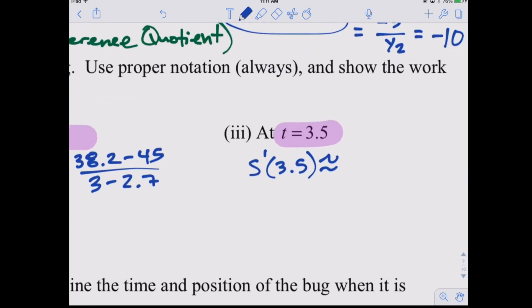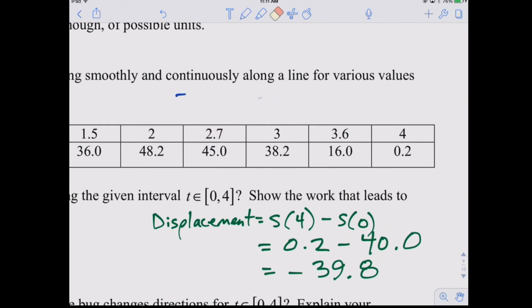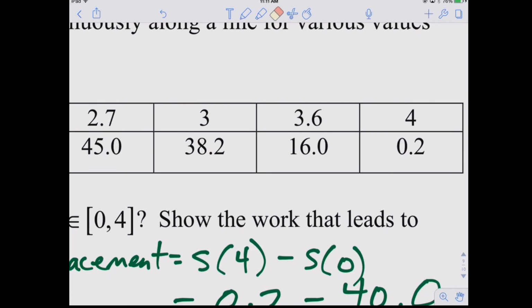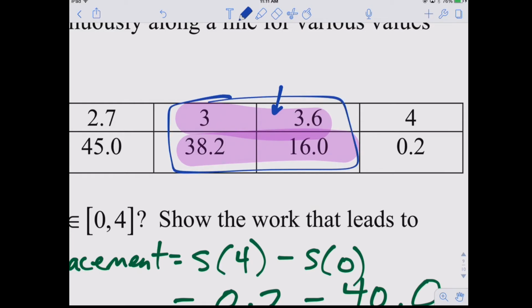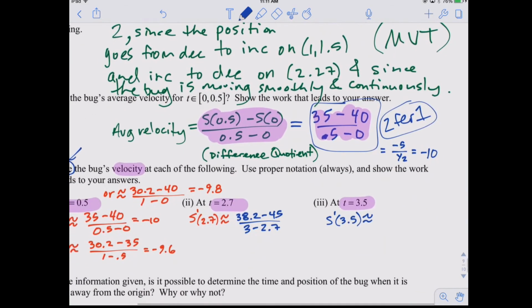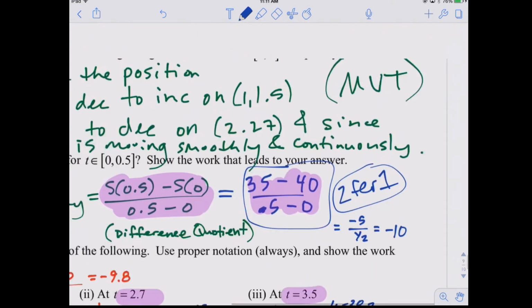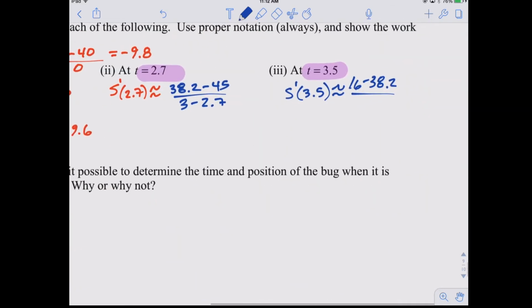Okay, now, 3.5 is or is not in the chart. Is 3.5 in the chart? No, it's not. But notice if it were, it would fall somewhere between 3 and 3.6. It would fall somewhere in here. So in this case, it makes sense to use the two values on either side of where 3.5 would live. So we'll use that, 16 and 38.2. 16 minus 38.2, all over the change in the corresponding x values, which is 3.6 minus 3.